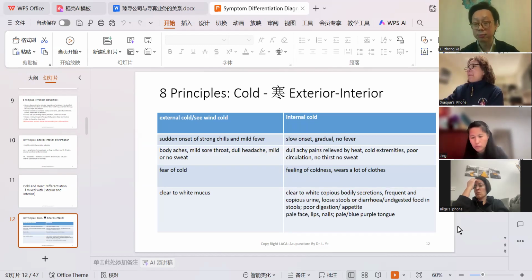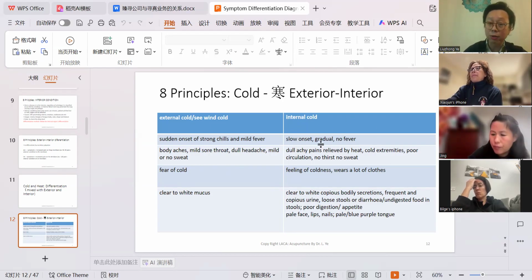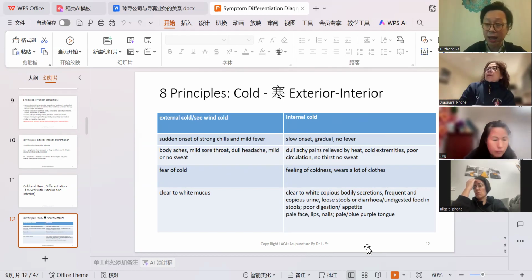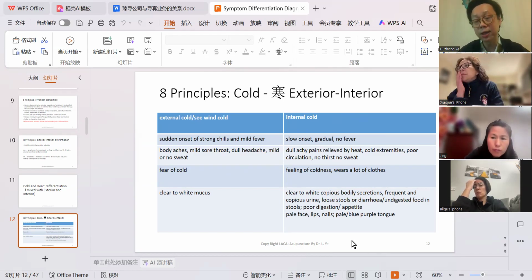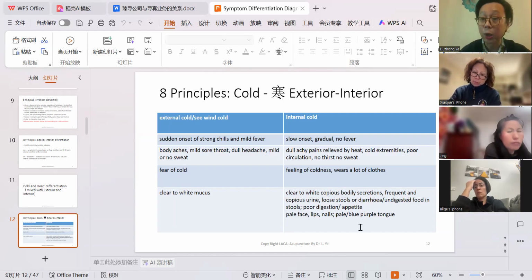Symptom-wise, there are so many. You can see all this: sudden onset as an external, and body aches and sore throat and all that. And the heat, internal cold, more slow onset, gradual, no fever, dull aches and all that. Are they important? Yes, they are important. Those symptoms you can list more than I listed here, right? But you don't have to remember or memorize all of them, because obviously there's a lot more to do.